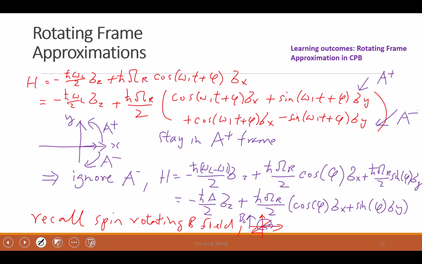We have 2 types, right? One is an oscillating magnetic field in the X direction. Another is a rotating magnetic field, which will do this rotating frame approximation. Yeah, we did that in the assignment also. Okay, anyway, it has the same form. Exactly the same form. Go back and check.